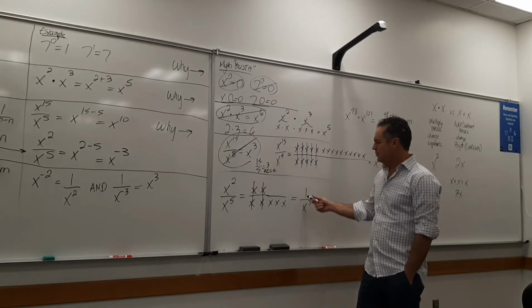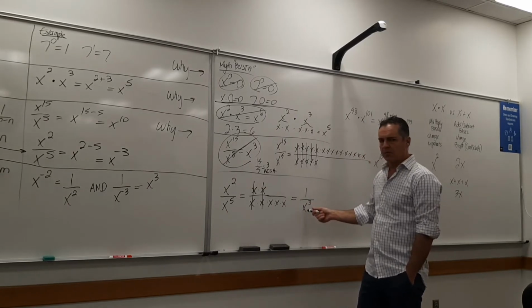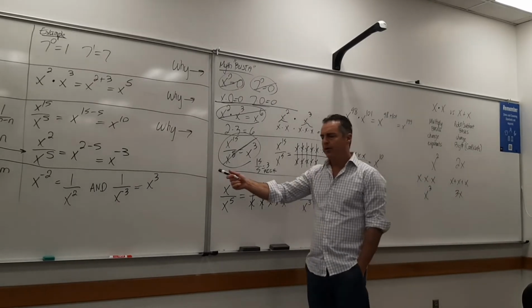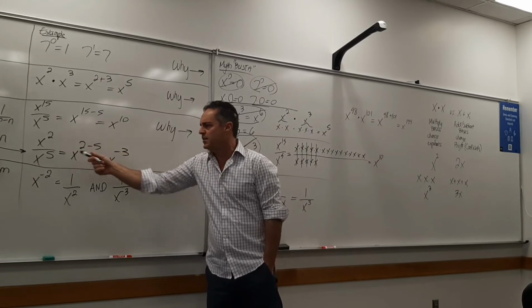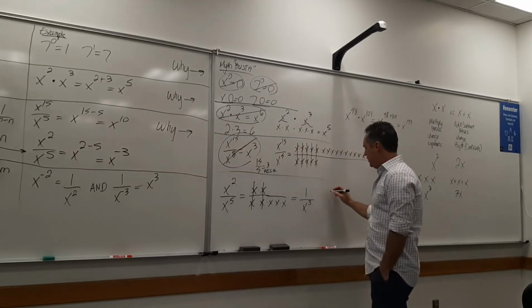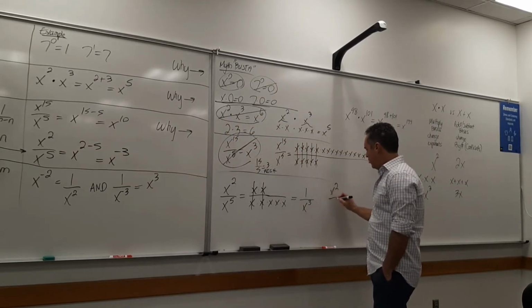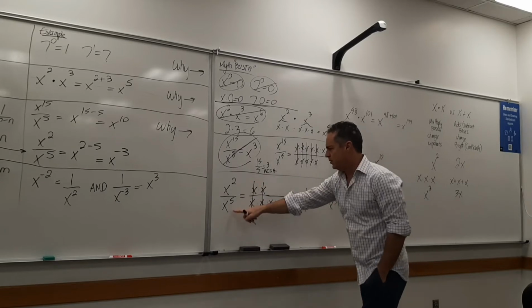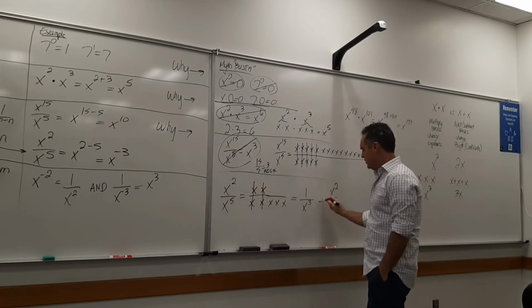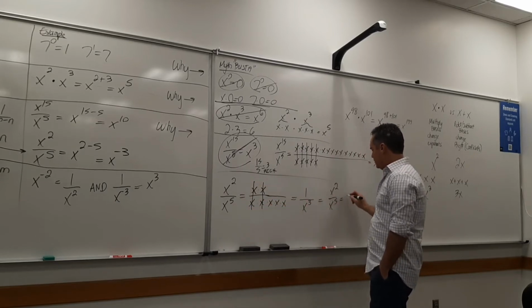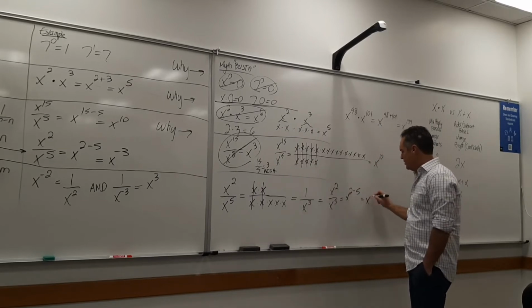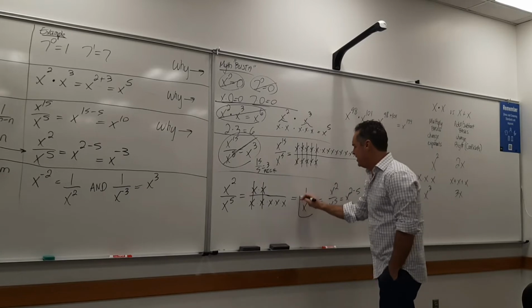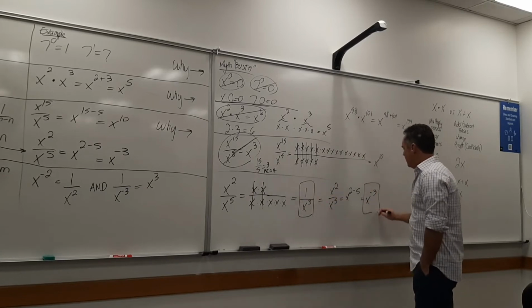Okay? So the answer to this is 1 over x to the third. But I want you to look at what we just did right here. We took the quotient rule, and we said x to the second over x to the fifth. Now, look at x to the second over x to the fifth equals 1 over x to the third. So these equal each other. But we also said that equals x to the 2 minus 5, according to the quotient rule, which equals x to the negative 3, which means that this and this are the same.